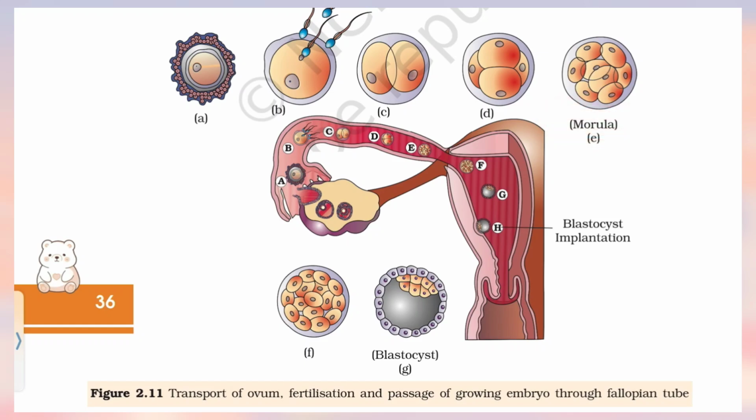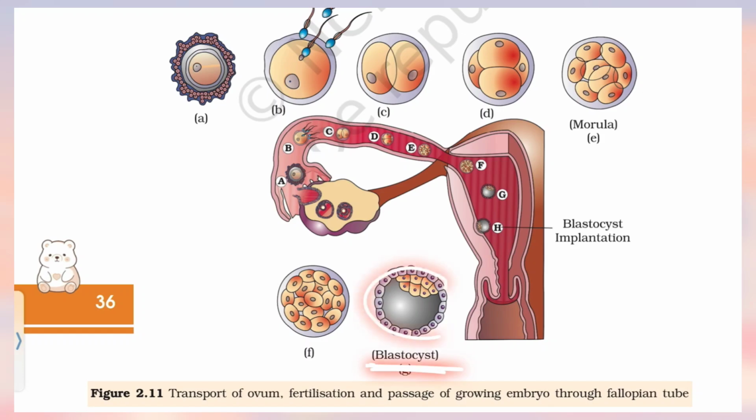Fertilization occurs usually in the ampullary isthmic junction of the oviduct. As cleavage continues, the dividing embryo moves towards the uterus. The morula enters the uterus and transforms into a blastocyst. This shows a compact group of cells, the morula. This hollow structure is the blastocyst.